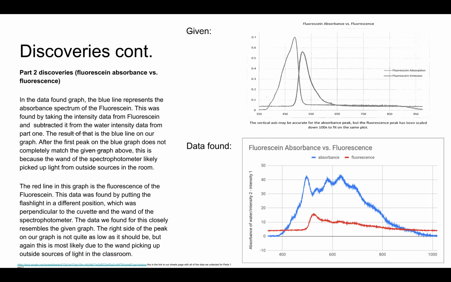The red line in the graph is the fluorescence of the fluorescein. The data was found by putting the flashlight in a different position, which was perpendicular to the cuvette and the wand of the spectrophotometer. The data we found for this closely resembles the graph given. The right side of the peak on our graph is not quite as low as it should be, but again, this is most likely due to the wand picking up outside sources of light coming in from the classroom.